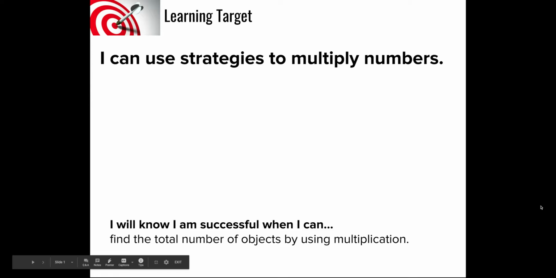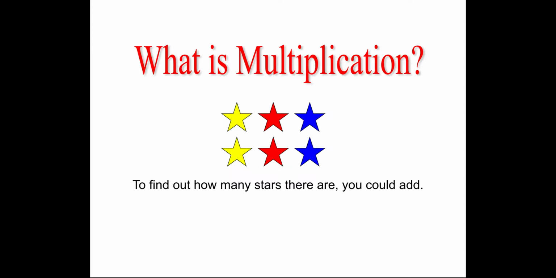Your learning target is I can use strategies to multiply numbers. Your success criteria is I will know I am successful when I can find the total number of objects by using multiplication. What is multiplication? Well, very simply, it's an easy way to find the total number of objects in a collection.